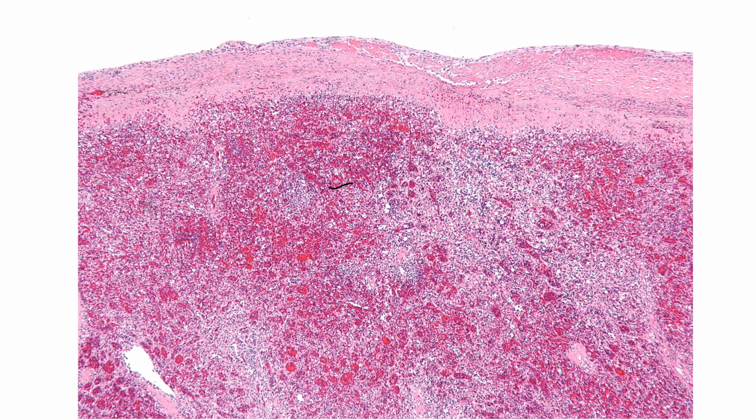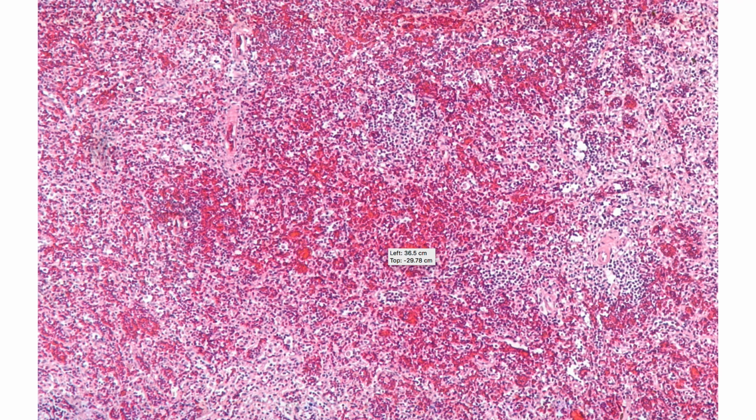In contrast, red pulp appears more red. This is red pulp. This is red pulp. So red pulp appears more red. On higher magnification, we can identify venous sinuses and splenic cords. So these are venous sinuses, and these venous sinuses have cells inside, and intervening are splenic cords.